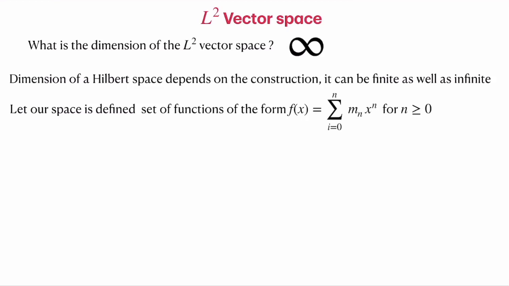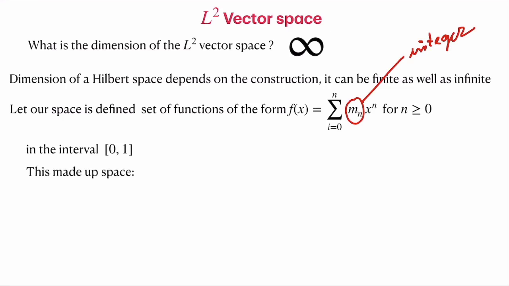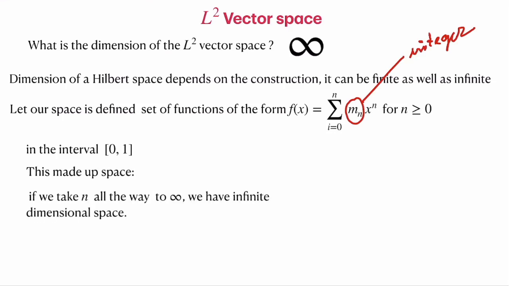Let f of x be functions, square integrable of course, expressed as the sum over n from 0 to N of m_n x to the power n, where m_n is an integer and n is greater than 0. Now we see that it forms a Hilbert space in the interval 0 to 1. This made-up space has some interesting properties. If n goes all the way to infinity, then the dimension of this vector space becomes infinite.